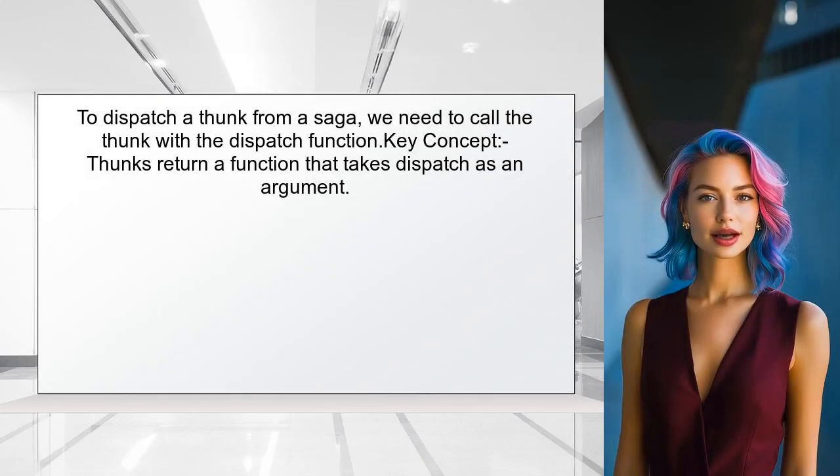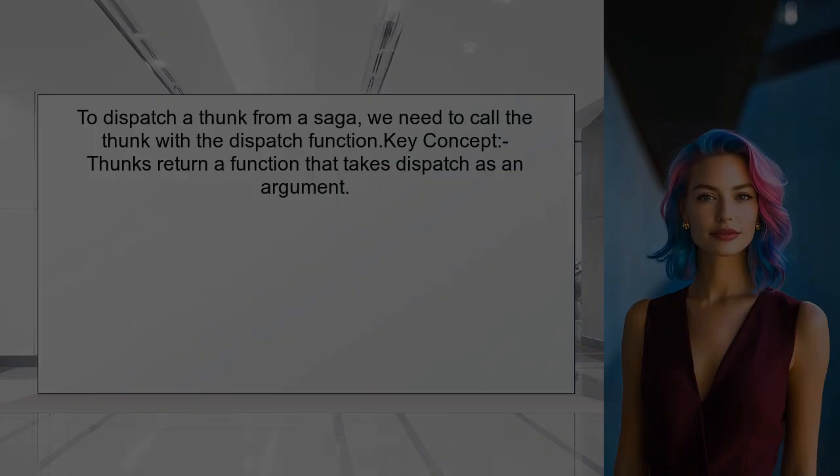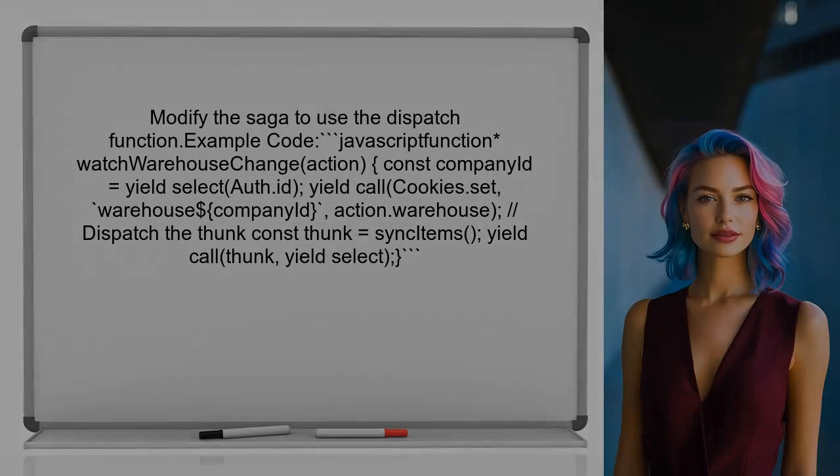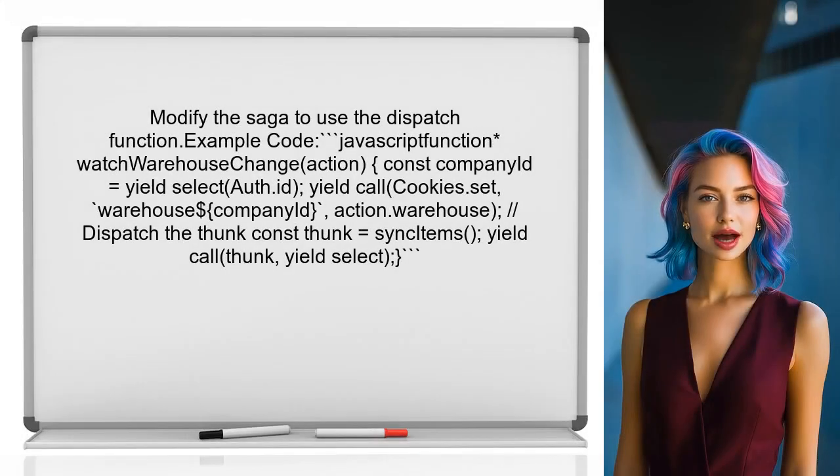To dispatch a thunk from a saga, the user first needs to understand that thunks are functions that return another function. This means we need to call the thunk with the dispatch function. Next, the user should modify the saga to use the dispatch function. This can be done by using the call effect to invoke the thunk and pass the dispatch function to it.